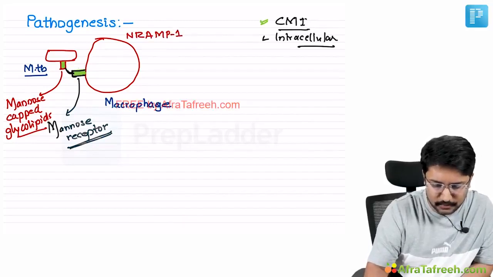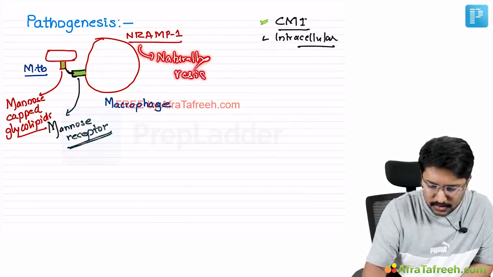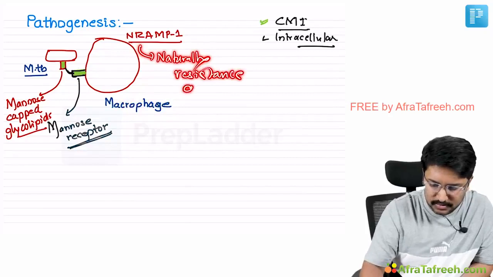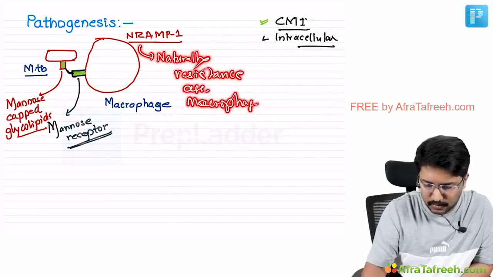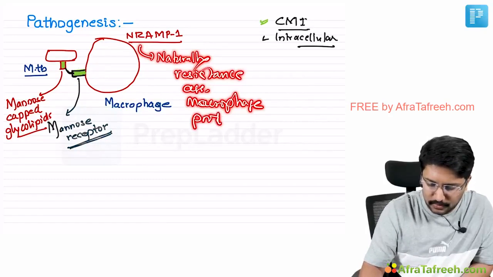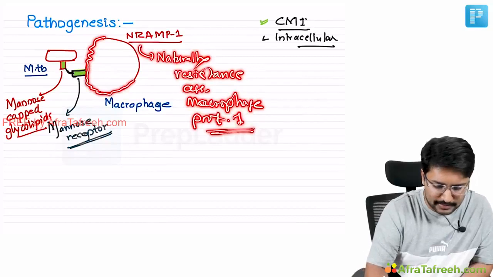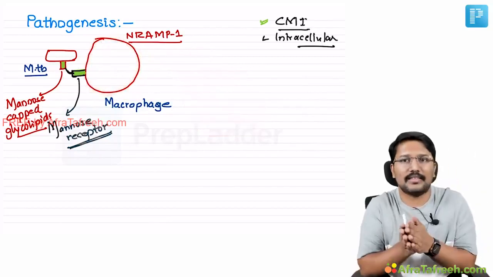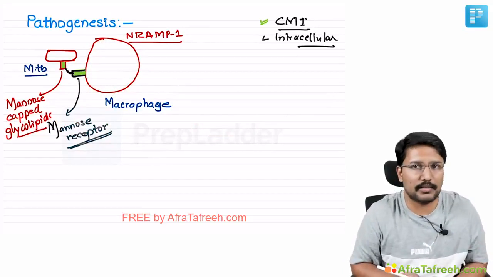What does this NRAMP1 stand for? NRAMP1 stands for naturally resistance associated macrophage protein 1. Okay, so this is usually coating the cell surface of the macrophages. So this acts as a defense against phagocytosis of the MTB bacilli.